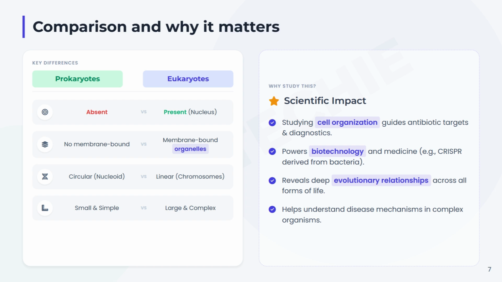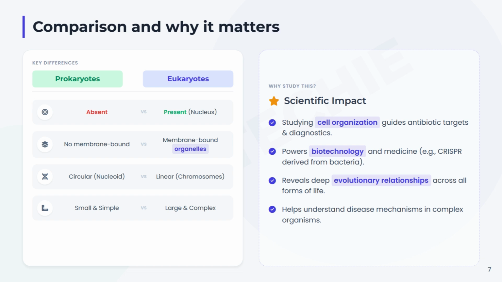So, why do we study this? The scientific impact is huge. Understanding cell organization directly guides where we aim antibiotics and how we design medical diagnostics. It powers biotechnology and modern medicine. For instance, the revolutionary gene editing tool CRISPR was originally derived from a bacterial defense system. Studying these cells reveals the deep evolutionary relationships that connect all life on Earth. And it helps us understand disease mechanisms in complex organisms like humans, as many processes start at the cellular level.